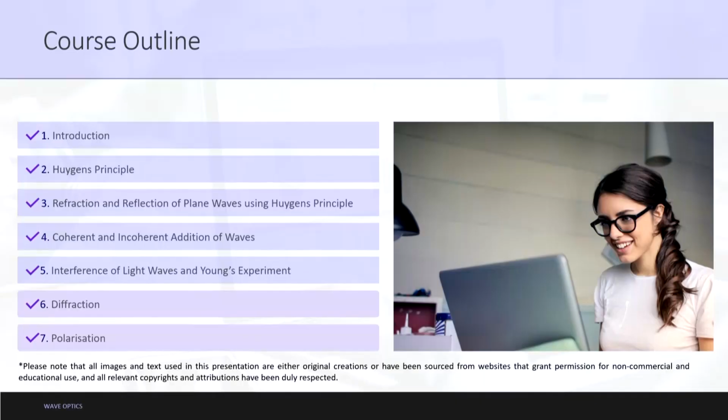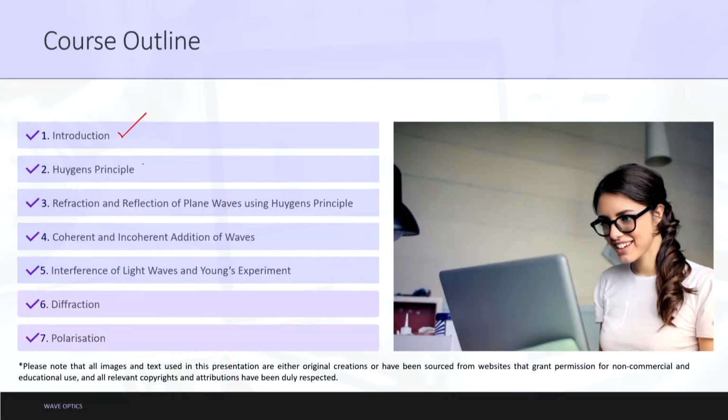Let's begin our discussion. Before starting, let me go over the course outline. First of all, we started with the introduction, that is, why there is a need for wave theory and how it is different from the Descartes theory of light. We looked at the differences in the refraction and reflection laws, and it was shown that light can be a combination of both, a particle theory and a wave theory.